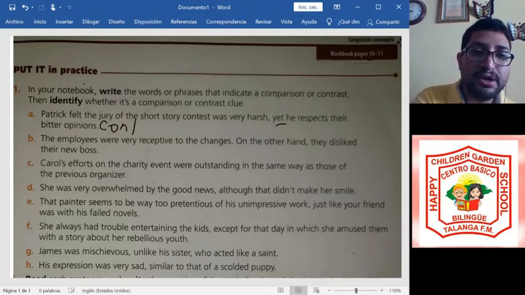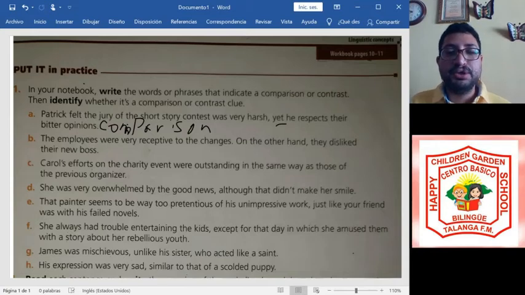We're going to write here. Oh, sorry, comparison. It's a comparison clue, so they are comparing, they are equal. Yet, harsh is the same as bitter opinion, so they're going to be hard.